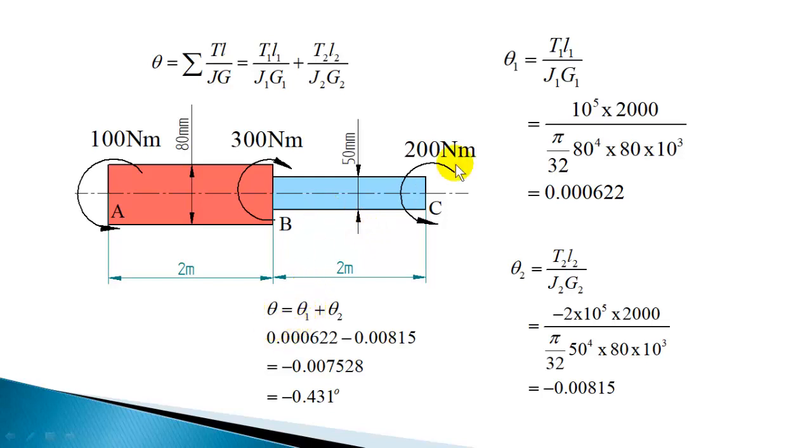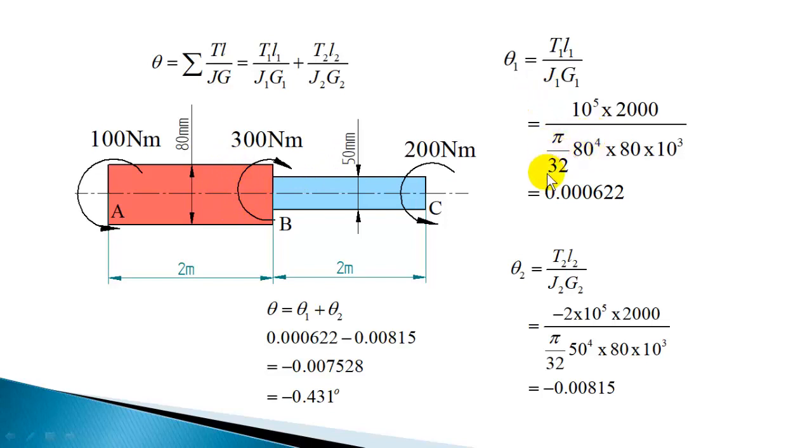So theta 1, the angular twist in the first section, is T1 L1 divided by J1 G1. Now T1 is 10 raised to 5, the torque in the first section. The length of the first section is 2000. J is the polar moment of inertia.